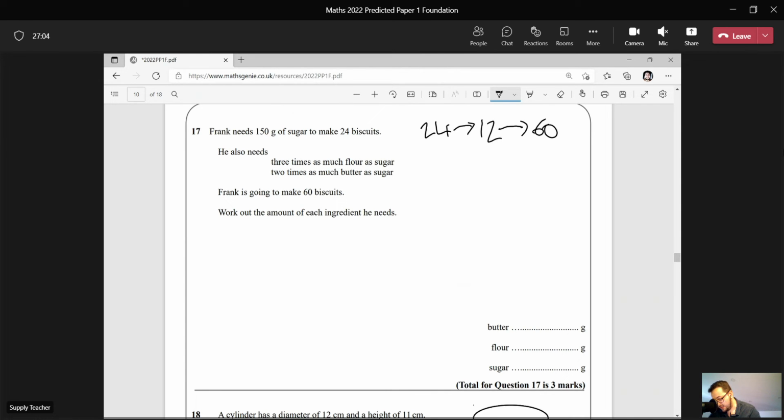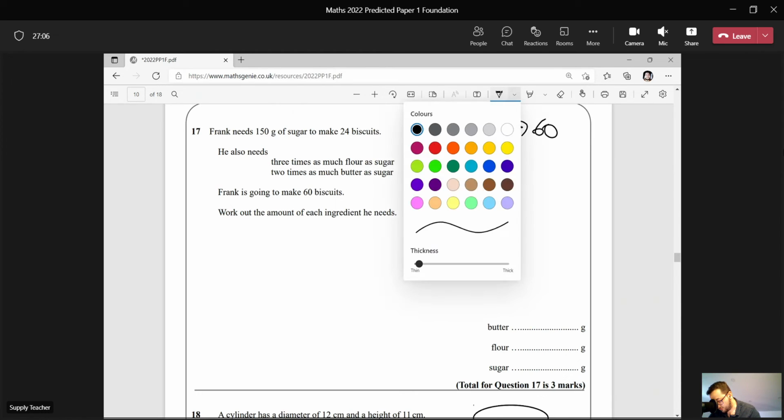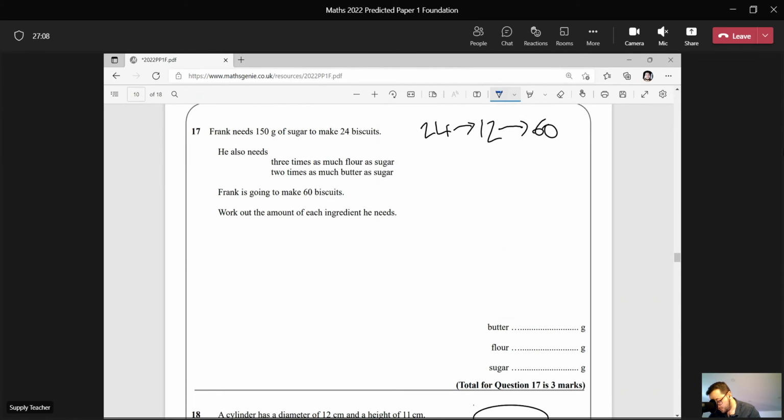So what I'm going to do is stick that in the middle, and then I've got a little rule. So from 24 to 12, let's grab a different colour. From 24 to 12, I'm dividing by 2, and from 12 to 60, I'm timesing by 5. So I've got my little rule for the proportion there.